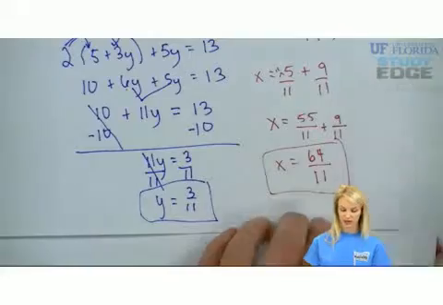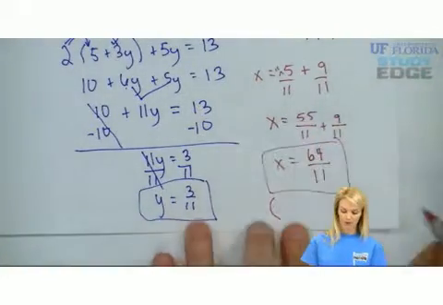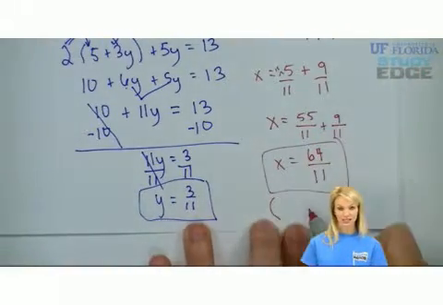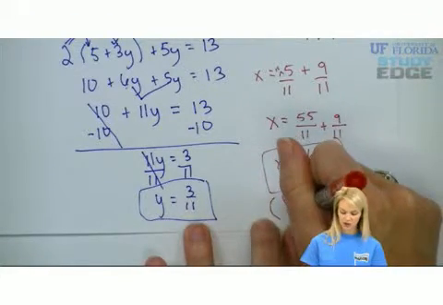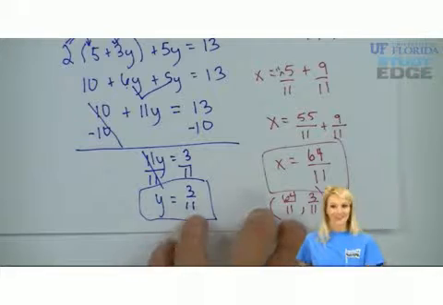That's our solution. If we want it as a coordinate point, we would write it x comma y. Our x is 64 over 11. Our y is 3 over 11. And that's it. We got it.